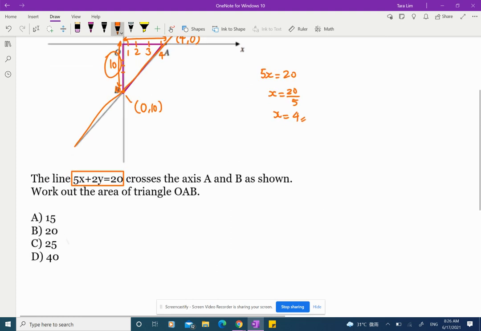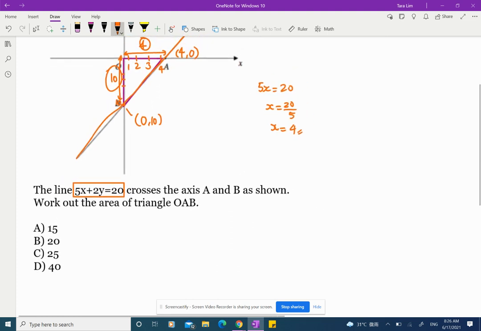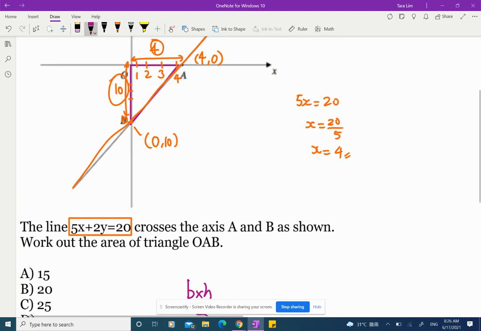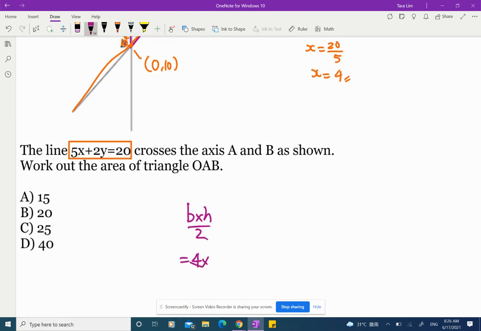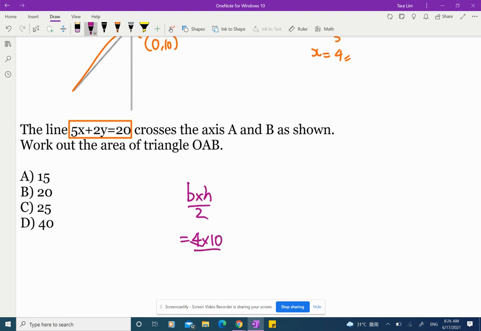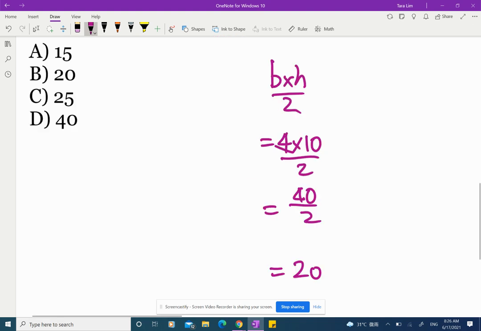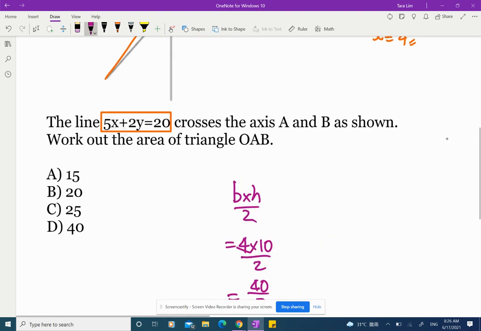Now we have to calculate the area. We know that the base is 4 and the height is 10, and the formula for the area of a triangle is base times height divided by 2. So 4 times 10 is 40, and 40 divided by 2 is 20. So the area of the triangle is 20.